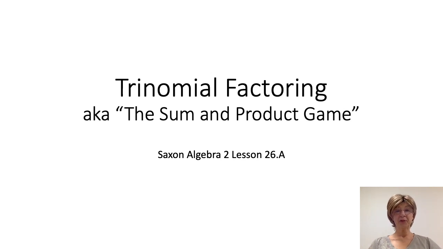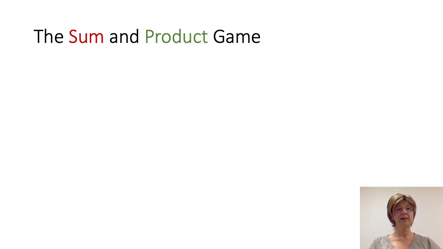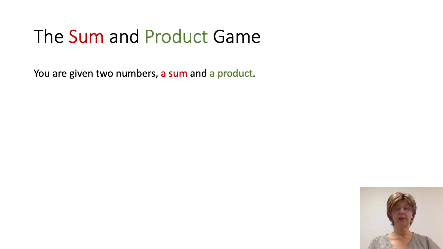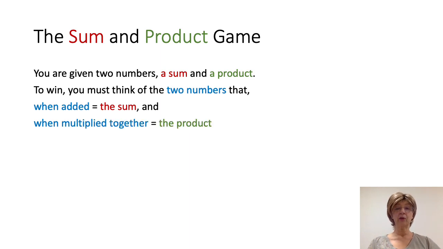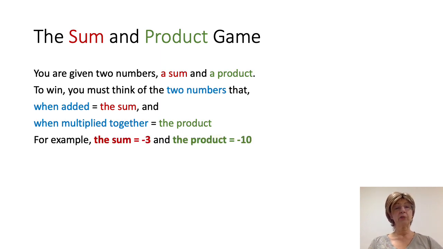Hello, students of algebra. This is Saxon Algebra 2, Lesson 26A, Trinomial Factoring, which is also known as the sum and product game in my classroom. The sum and product game goes like this. You are given two numbers, a sum, and a product. To win, you must think of the two numbers that, when added, equal the sum, and, when multiplied together, equal the product. For example, the sum equals -3 and the product equals -10.